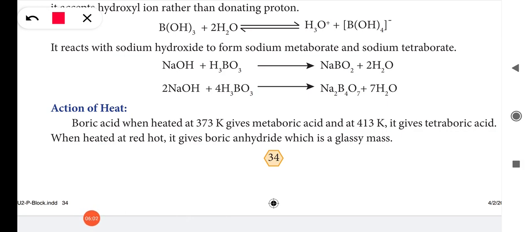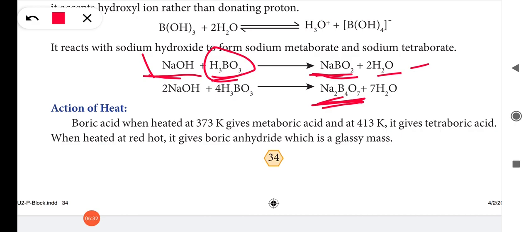it is an acid. Boric acid is an acid, so it will react with a base. When an acid reacts with a base, it will form salt and water. This is called a neutralization reaction. So boric acid, which is an acid, reacts with the base sodium hydroxide to form a salt and water. This is called sodium metaborate. This is called sodium tetraborate.